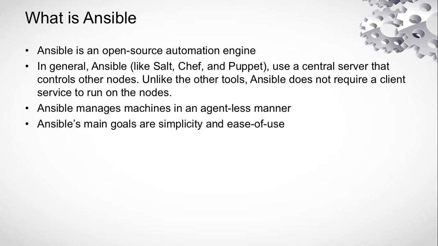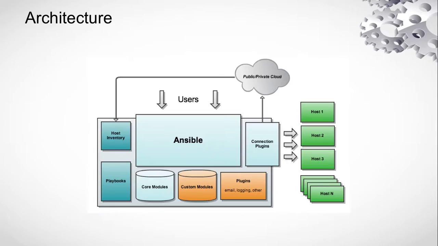Ansible is an open source automation engine. In general, Ansible uses a central server that controls other nodes. Unlike the other tools, Ansible does not require a client service to run on the nodes. Ansible manages machines in an agentless manner, and Ansible's main goals are simplicity and ease of use.